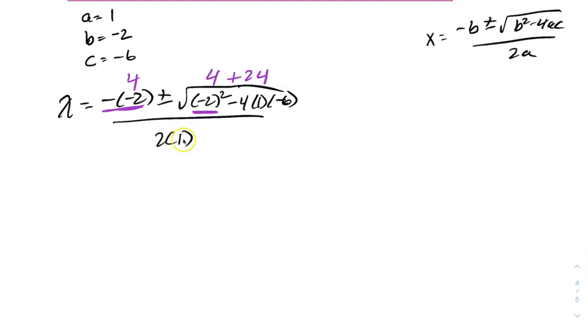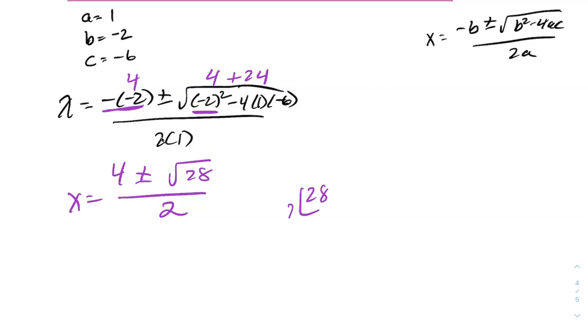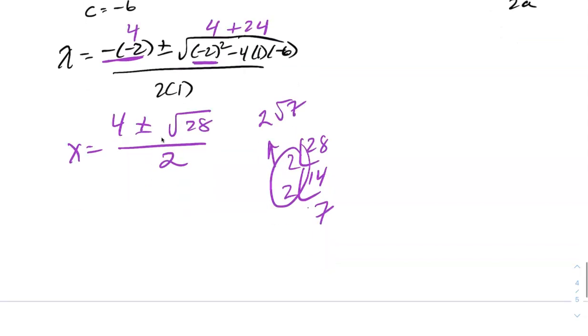And keep in mind the 2 on the bottom here is underneath both of them. So I get 4 plus or minus radical 28 over 2. Radical 28, I should try to break it down. So 28 is what? 2 and 14, 2 and 7. So it actually does break down with a pair of 2's. So it's 2 rad 7. So I'm going to rewrite that.